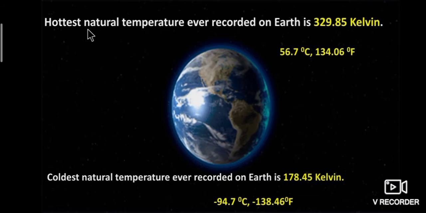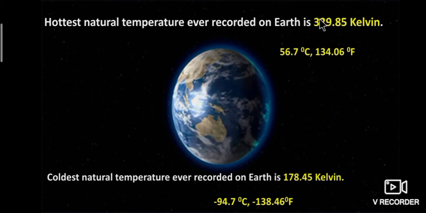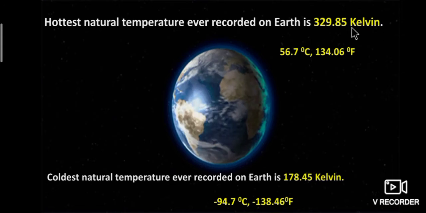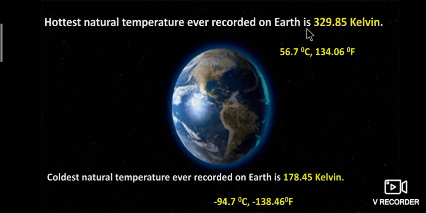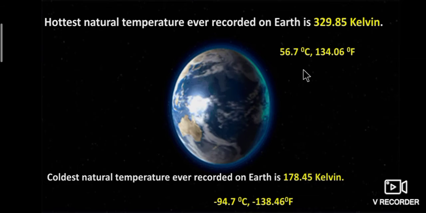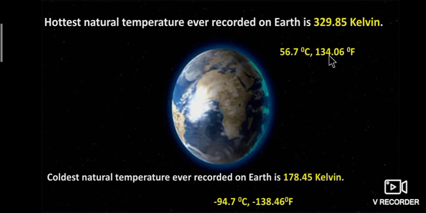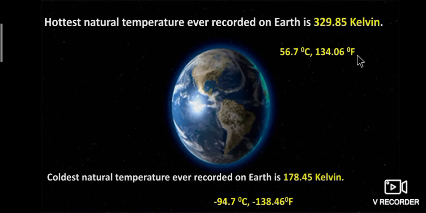Like that, the hottest natural temperature ever recorded on Earth is 329.85 Kelvin. In Celsius, 56.7 degrees Celsius. In Fahrenheit, 134.06 degrees Fahrenheit.